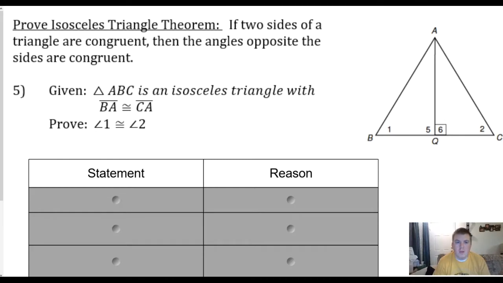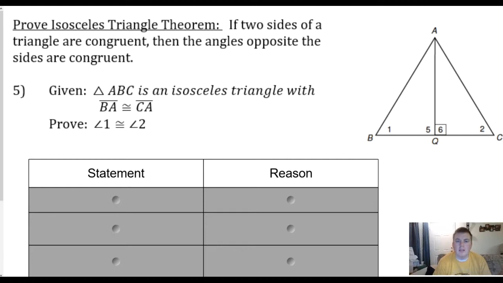Welcome to the fifth proof video in this series. In this video, we are going to prove the isosceles triangle theorem. If you remember, this is one we talked about in class a few days ago, but we had said that we were going to need to wait to prove it because we didn't have all the skills that we needed yet to really create a good proof for this. But now we have those skills, so we're going to go ahead and prove that.